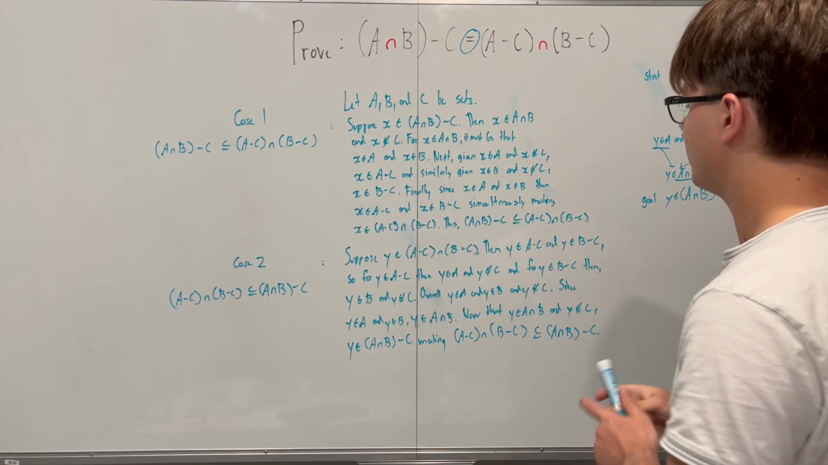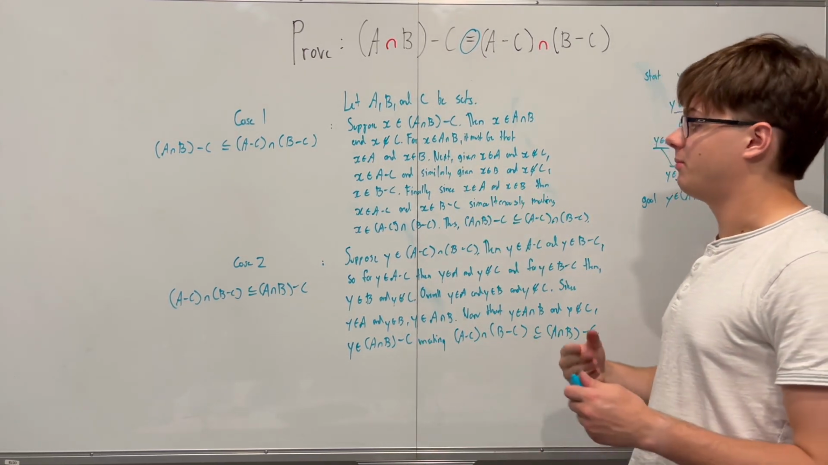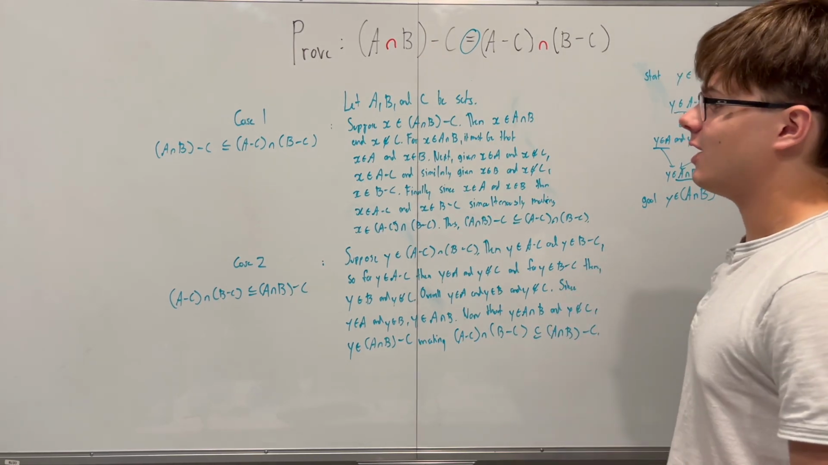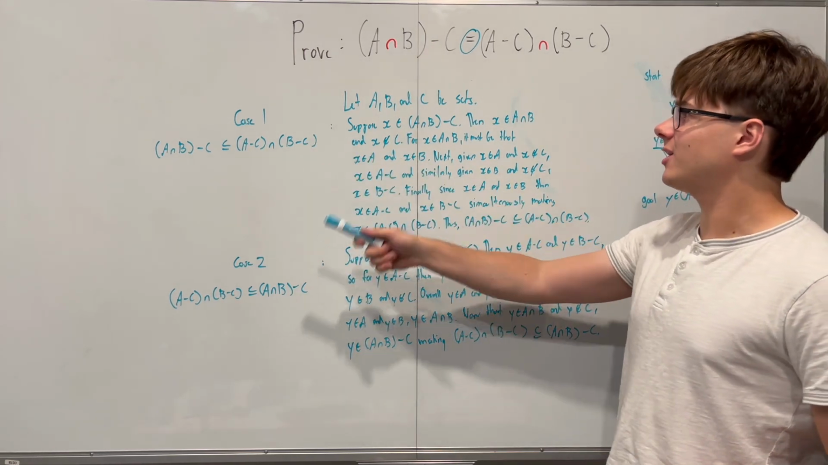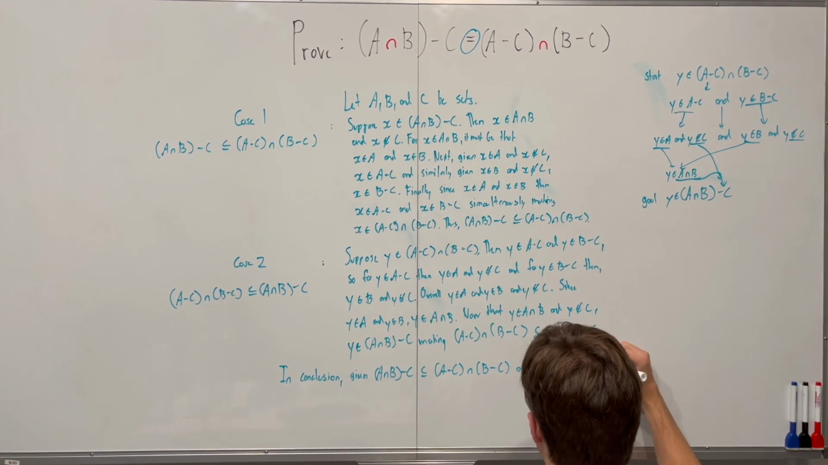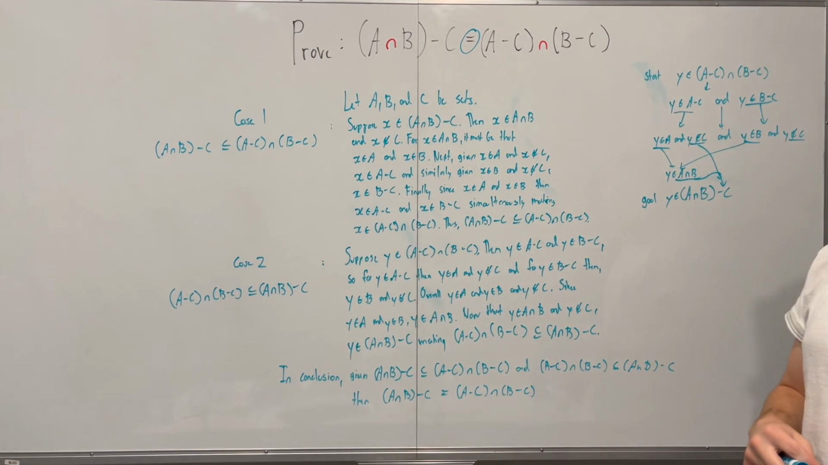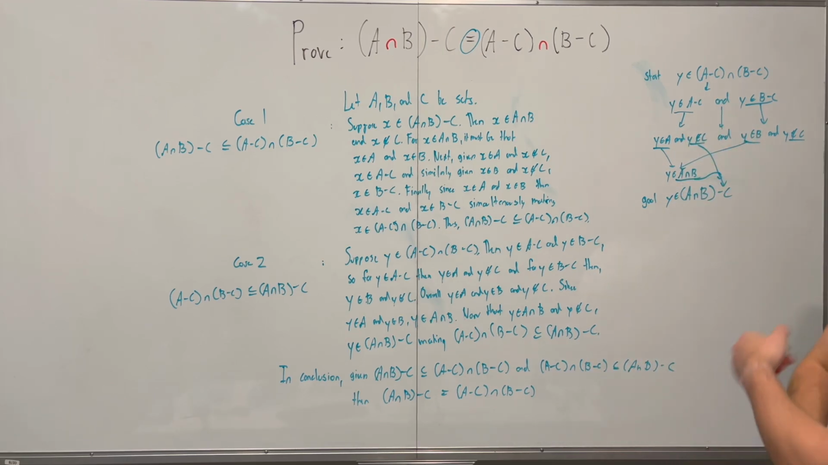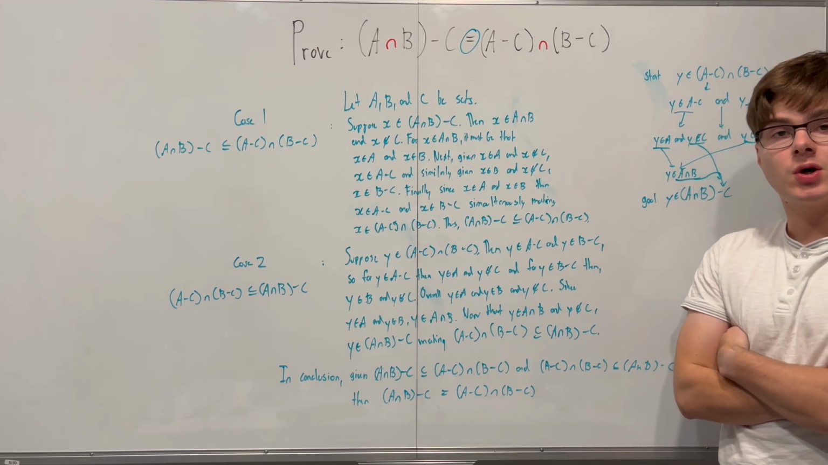So there we go. We've proven the first case and the second case are both true. So all that's left now is to conclude that if that's true and that's true, this must be true. So let's go ahead and write that down. So there we go. That is going to be our conclusion. So we've now proven that this statement is in fact going to be true.